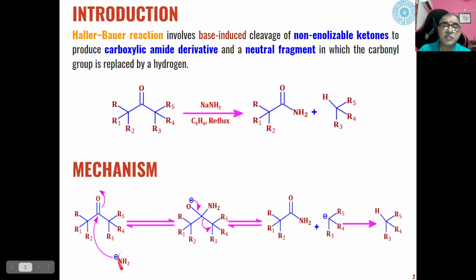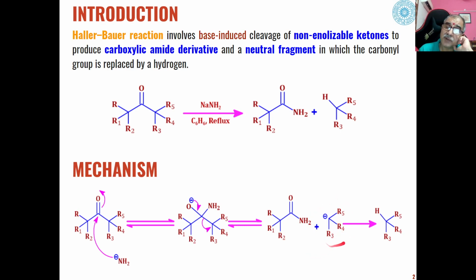So as far as the mechanism of this Haller-Bauer reaction is concerned, in the first step, for example, if we are using sodamide as the strong base, this amide ion will attack the carbonyl and we will get these types of intermediates. And when this forms a carbon-oxygen double bond, then instead of NH2, this group is removed from the substrate molecule, and this will form a carboxylic amide derivative as one of the products.